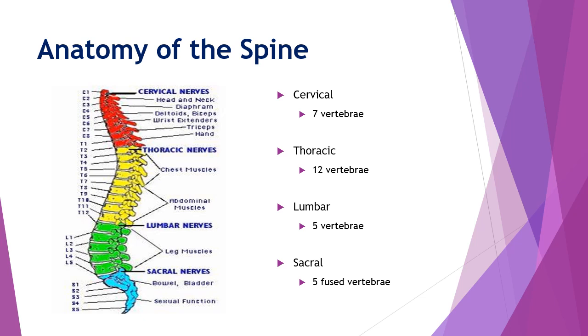Anatomy of the spine. The spine is divided into 4 separate regions. The first region is the cervical region, which includes 7 vertebrae. The second is the thoracic region, which includes 12 vertebrae. Third is the lumbar region, which includes 5 vertebrae, and lastly is the sacral region, which includes 5 fused vertebrae.